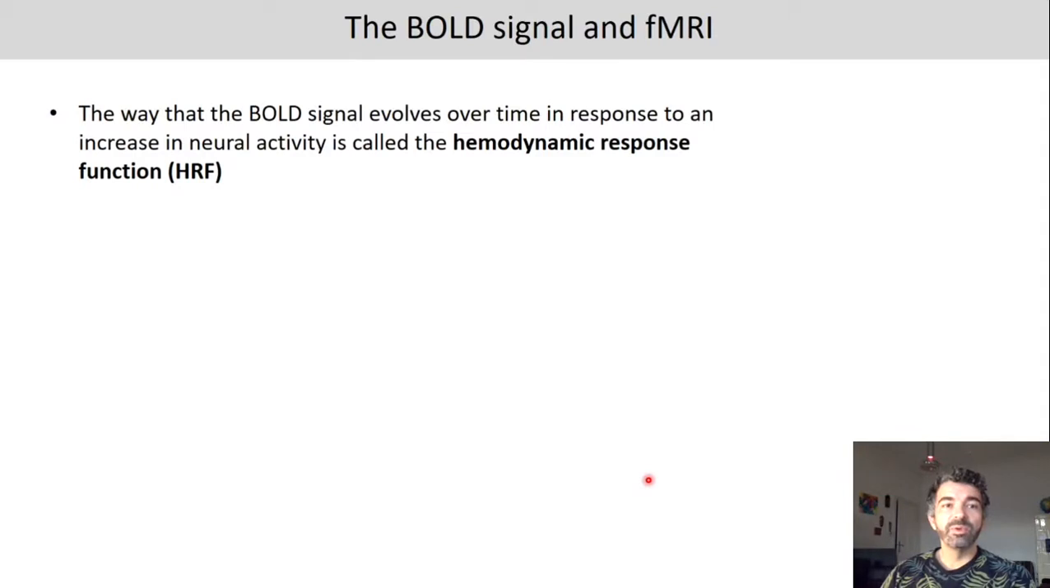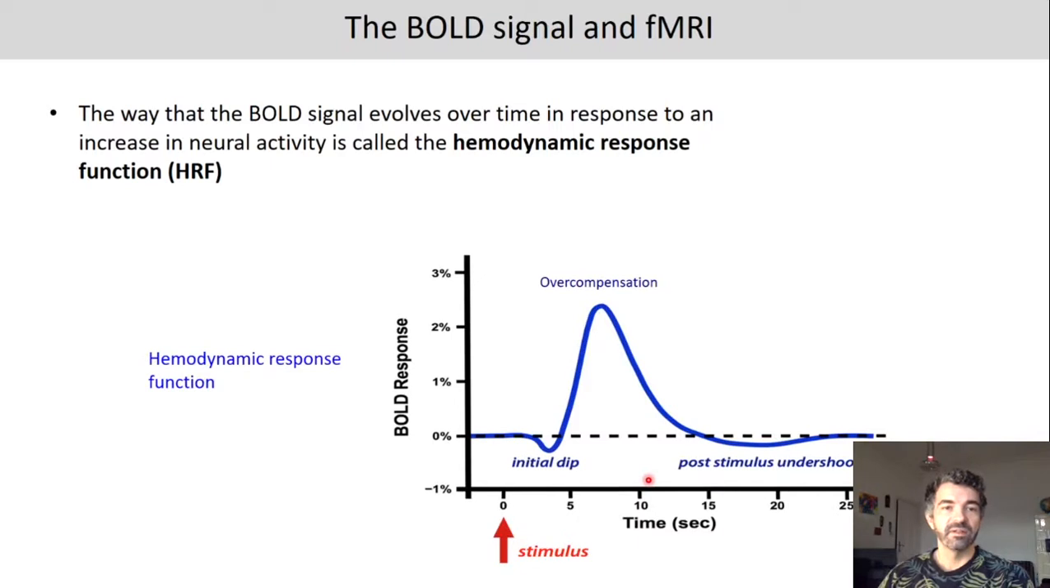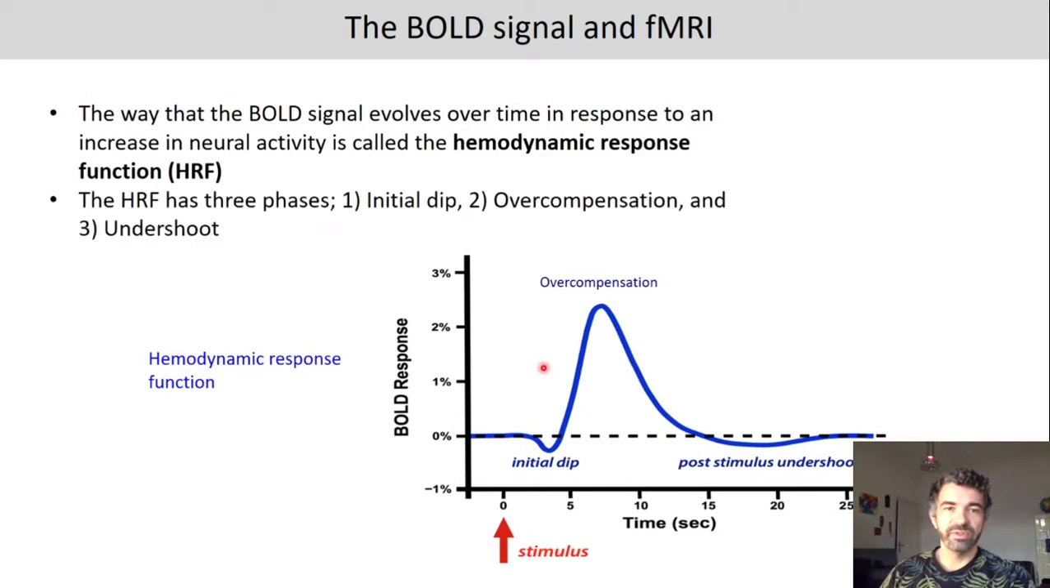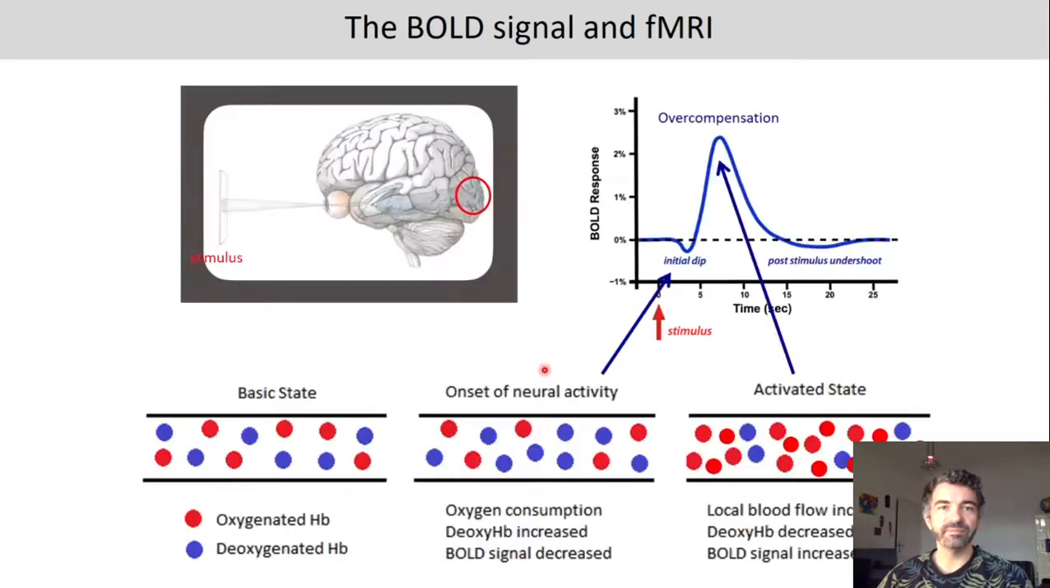The way that BOLD signals evolve over time in response to an increase in neural activity is called the hemodynamic response function, or HRF. This looks like this. We have an initial dip, so the BOLD signal decreases, then increases and decreases again. How do we come to this shape of the function? This can be seen here.